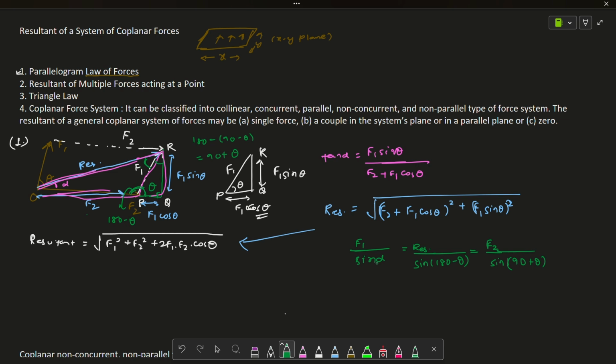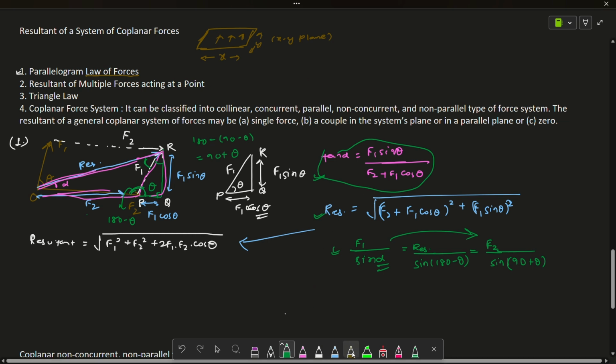So this one is pretty easy. If you have to find the angle alpha, you can find it by using these two equations. No need to do these other things. This is a very simple thing, and you can use Lami's theorem, the sine law, and you will get this equation. That's why I have told this. These three things are very important. Now the second is the resultant of multiple forces acting at a point.